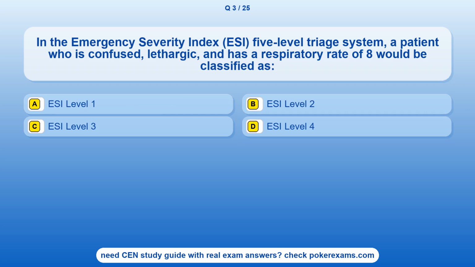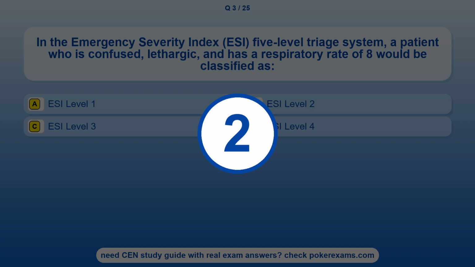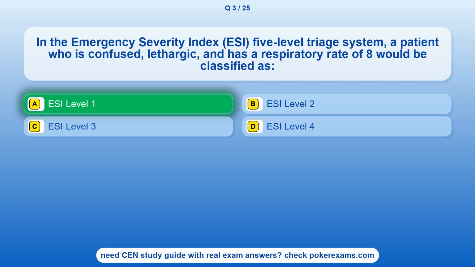Question 3. In the Emergency Severity Index (ESI) 5-level triage system, a patient who is confused, lethargic, and has a respiratory rate of 8 would be classified as: Option A, ESI level 1. Option B, ESI level 2. Option C, ESI level 3. Option D, ESI level 4. The correct answer is option A, ESI level 1.